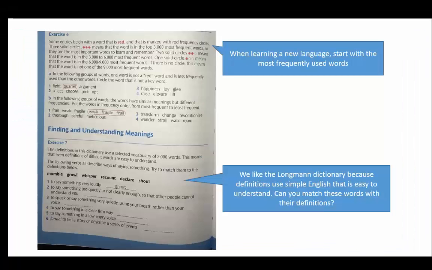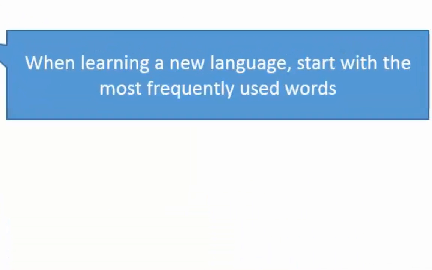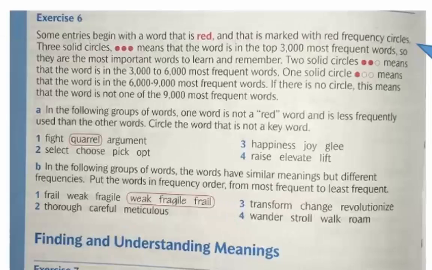Now let's skip over to exercise 6 on page A2. Exercise 6 just points out that there are different words that are more frequent in English. And when you see some red dots, you'll see that these are some very common words. If it has 3 red dots, that means it's one of the most popular or most used English words. So those are very important words to learn. If you're just trying to enhance your vocabulary, I would start with those 3-dot words.